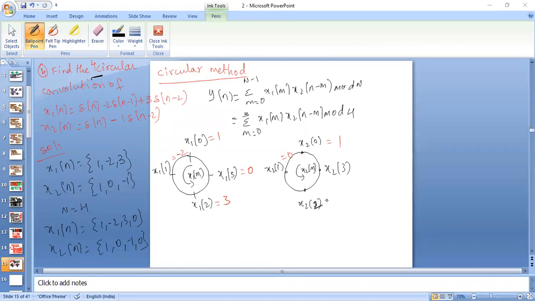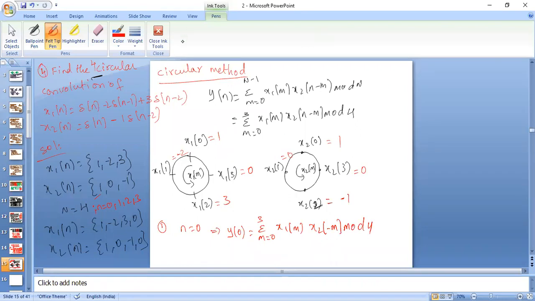1 0 minus 1 0. Okay, so first, when n is equal to 4, we have small n is equal to 0 1 2 3. So let us consider small n is equal to 0 here. Then y of 0 is equal to sigma m is equal to 0 to 3 x1 of m into x2 of minus m mod 4.